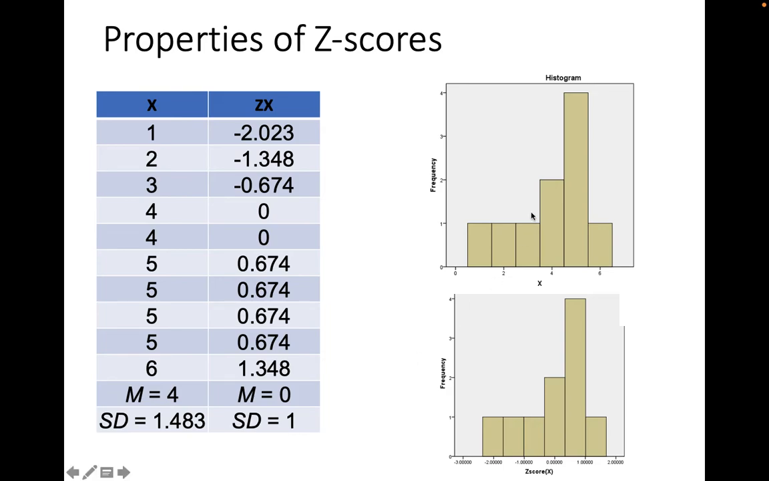And then just to show the last property, I've got the raw scores on top, and I've got the z-scores on the bottom, and you can see that the shape remains the same. This was a negatively skewed distribution, and it remains a negatively skewed distribution even when the raw scores are converted to z-scores. So this demonstrates those 3 properties.